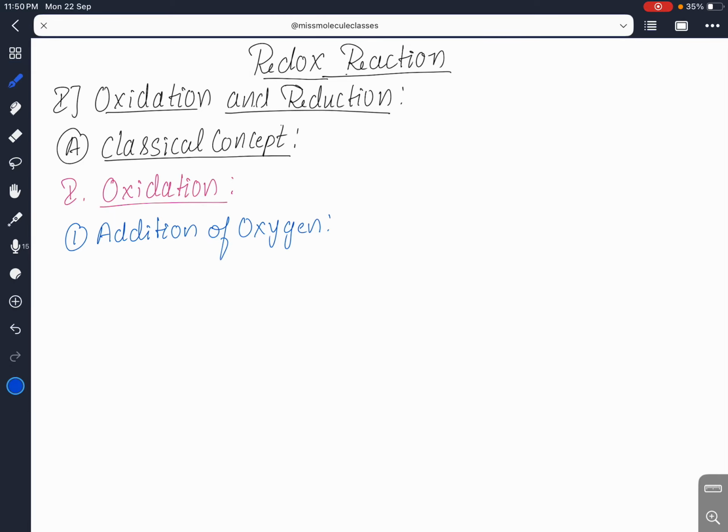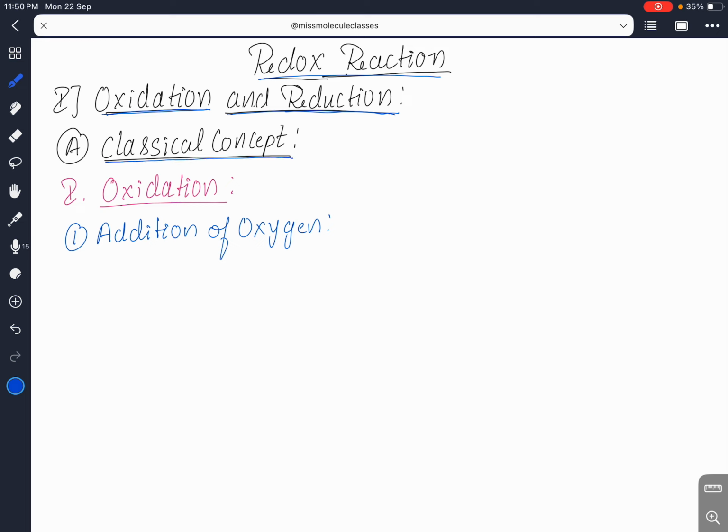In today's video, I'm going to start with a new chapter, Redox reaction. To understand this redox reaction, we should first understand the meaning of oxidation and reduction reaction. This oxidation and reduction reaction can be explained based on three concepts. Under that, the first concept is classical concepts.